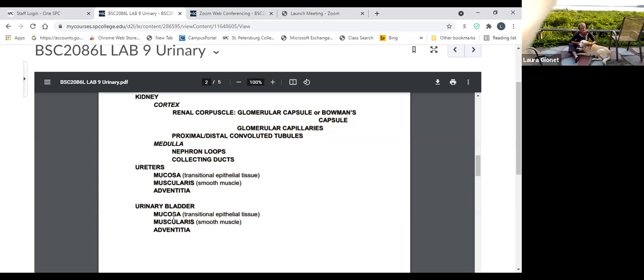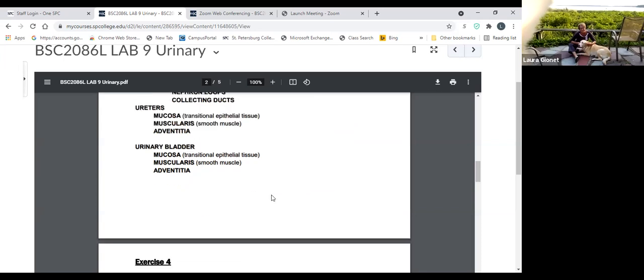The mucosa of the urinary bladder is the same as the ureters: transitional epithelial tissue. You have a smooth muscle muscularis layer. There are three layers to it, like the stomach, and it's called the detrusor muscle. And then we have the outer connective tissue layer. So, like any muscular layer, what is its function? To contract. You want to contract the bladder so the urine has only one way to go, out the urethra, and is expelled from the body.